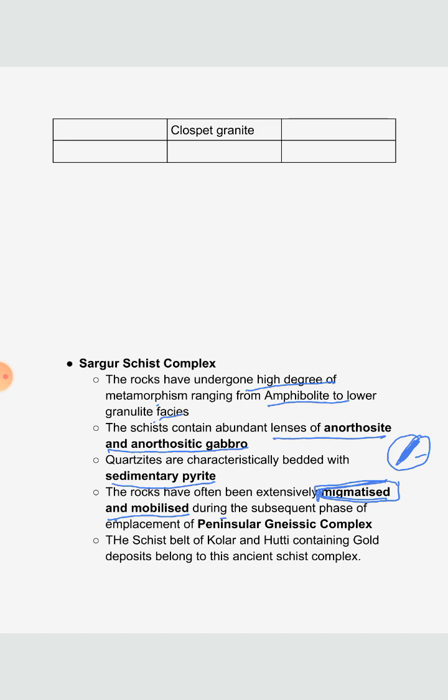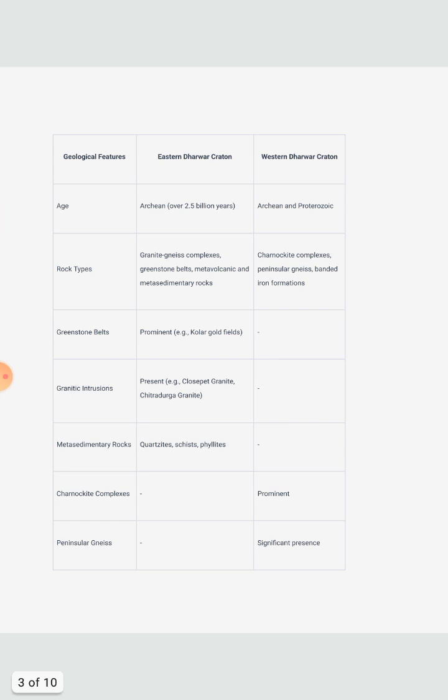So the rock have often been extensively migmatized and mobilized during the subsequent phase of emplacement of the peninsular gneiss complex. The schist belt of the Kolar and Hutti contain gold deposit belong to the ancient schist complex. The Sargur schist contain the Kolar, and this is part of eastern Dharwar craton. So let's see the features. So the geological age is 2.5 billion years ago.